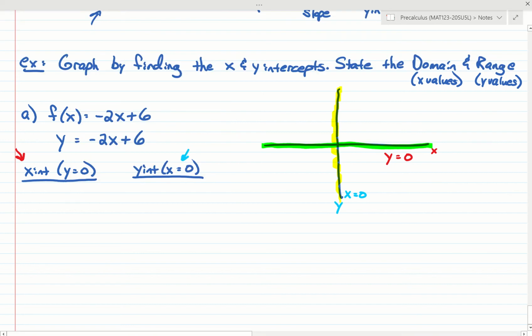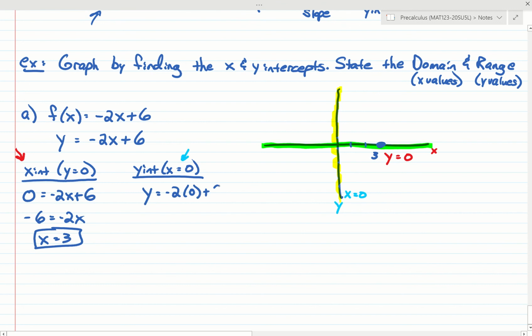For the first one, if y is equal to 0, we get 0 is equal to -2x plus 6. Bring the 6 over, and we get x is equal to 3. 1, 2, 3, right there. Let's label it. If we want to find the y-intercept, we're going to put 0 in for x. y is equal to -2 times 0 plus 6. y would equal 6. That's pretty easy. 1, 2, 3, 4, 5, 6. Connect the dots. And there would be our line.